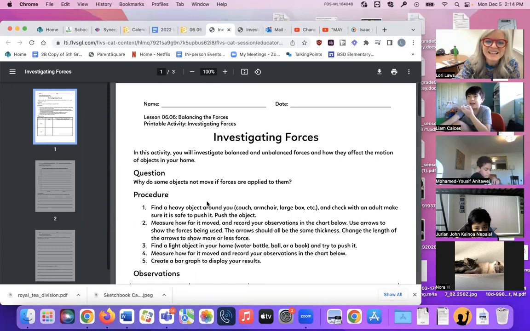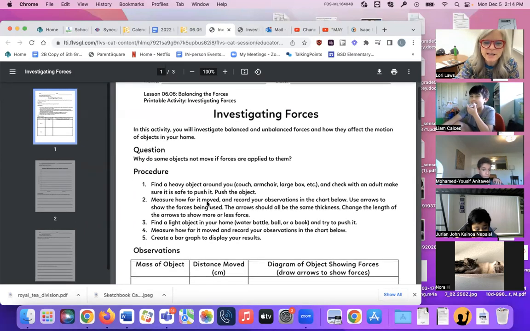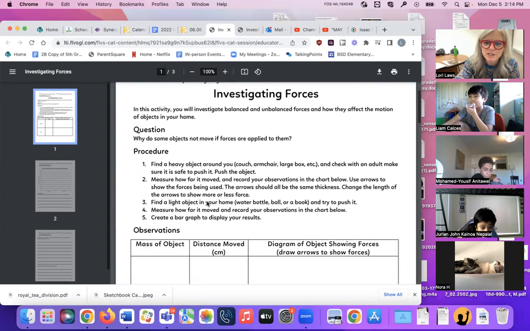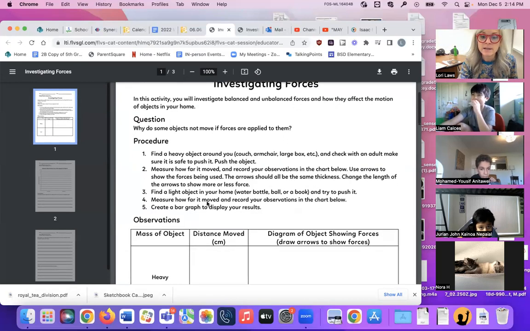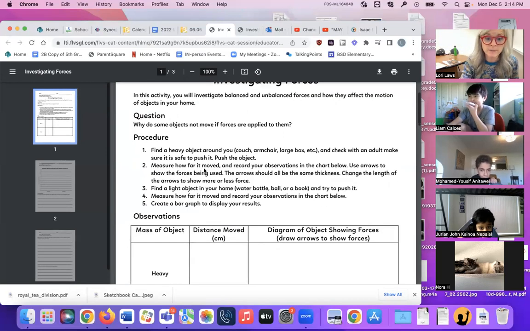That's also too heavy. Why do some objects not move? So why do you think it didn't move? You said the weight, so the gravity pulling down on it is too great a force and I can't apply enough pressure to move it. Yeah. It's also got friction where the feet are touching the ground. Measure how far it moved. Well, mine didn't move at all.